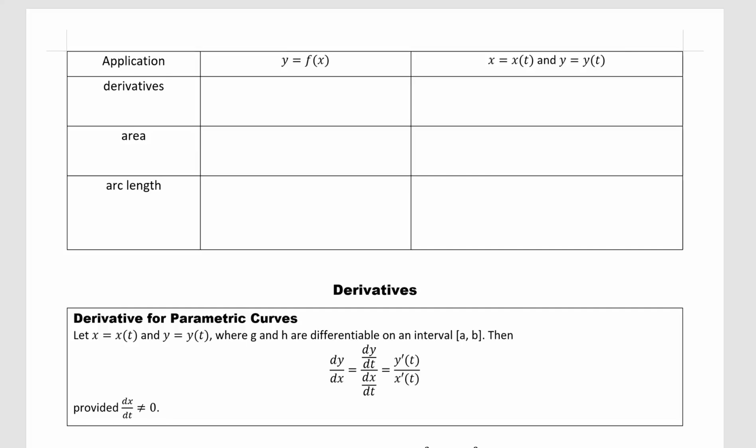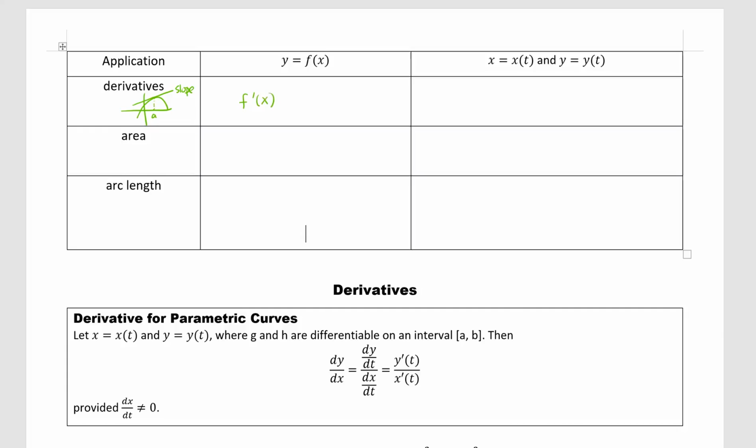Okay, so today we're going to talk about the main applications of parametric equations. They are the derivatives, area, and arc length. Before we talk about the formulas for parametric equations, let's talk about the formulas for our regular functions. So what is the derivative? Well, we know if we have a curve, the derivative represents the slope of the tangent line at that point A, right? And what is the derivative formula?